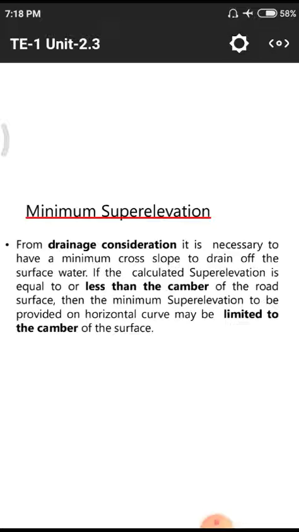Camber is normally provided at the center of the span, so it should be less than the camber of the road. Then the minimum super elevation to be provided on a horizontal curve may be limited to the camber of the surface. We have horizontal curves and vertical curves, which we already discussed in the previous classes. In the horizontal curves we have a super elevation.